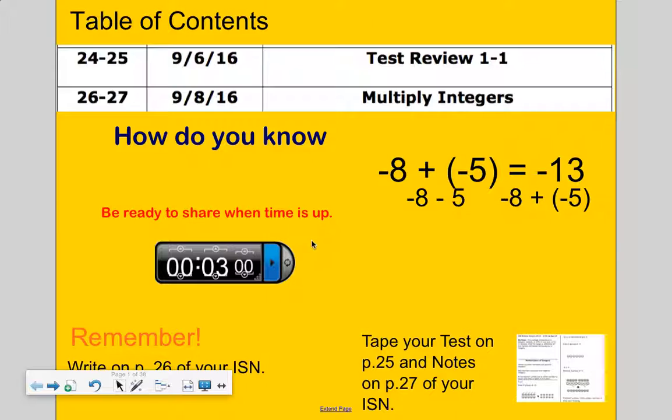You could draw a picture on a number line. This goes back 8 spaces, and then it goes back 5 more spaces to negative 13. So you're starting at 0, you go back 8 units, then go back 5 units to negative 13. And what is negative 8 plus negative 5? Also negative 13. Also, you could draw it out if you wanted to.